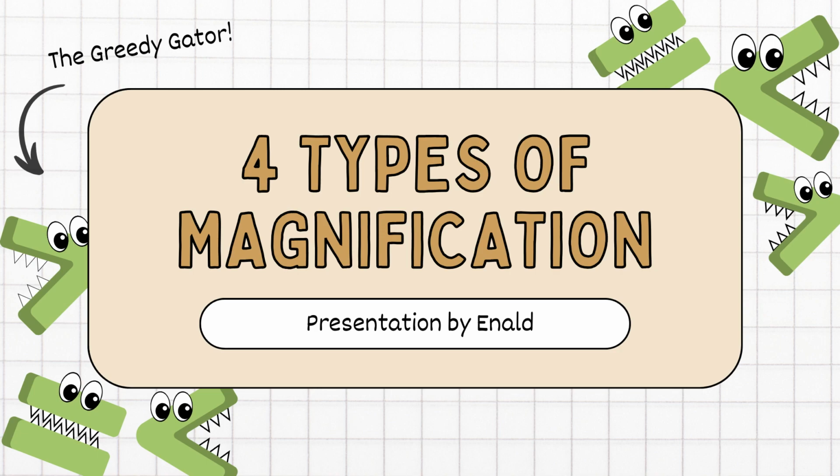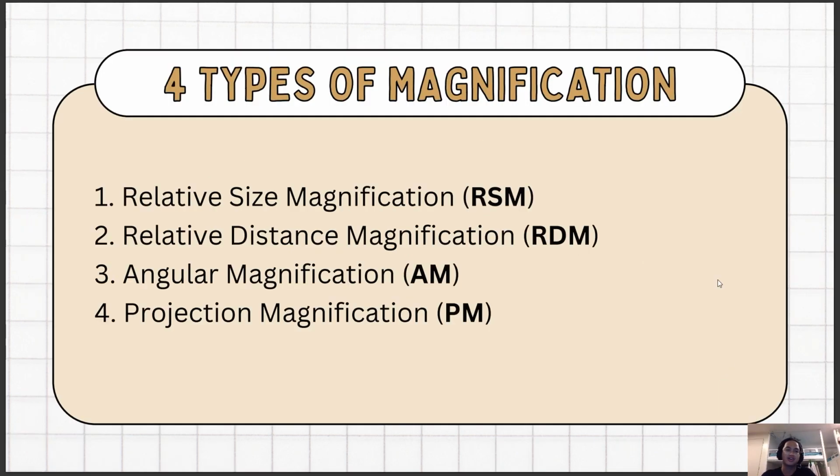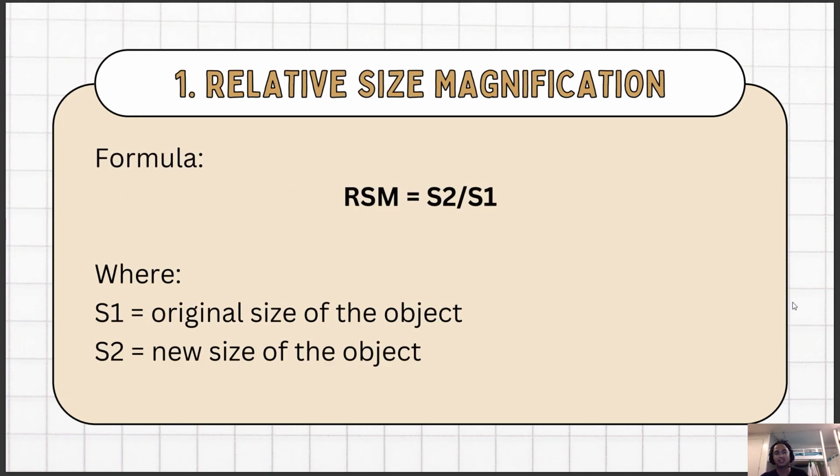Today we're diving into the fascinating world of magnification, exploring 4 different ways to make things appear bigger and easier to see. We have 4 types of magnification. First, we have the relative size magnification. Second, we have the distance magnification. Third is angular magnification. And fourth is projection magnification.